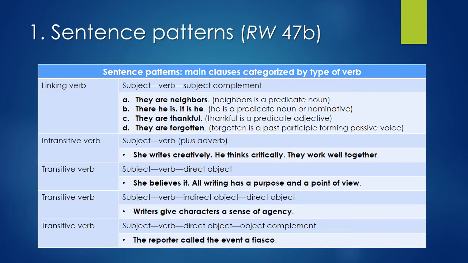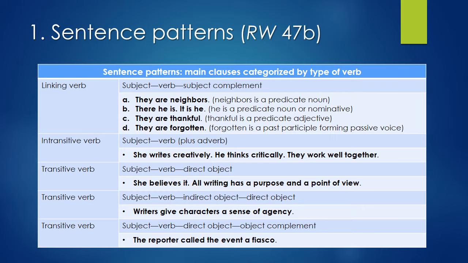And finally, D, they are forgotten, where forgotten is a past participle of the verb forgot or forget, and it forms the passive voice, which is formed with a form of the verb to be and the past participle of the verb. And here a linking verb indicates a state of being, and so there is no action, there is no voice, and so we call that passive voice.